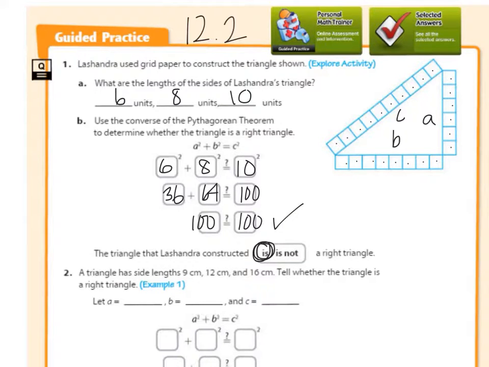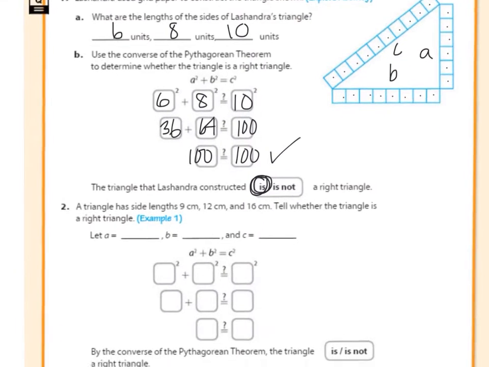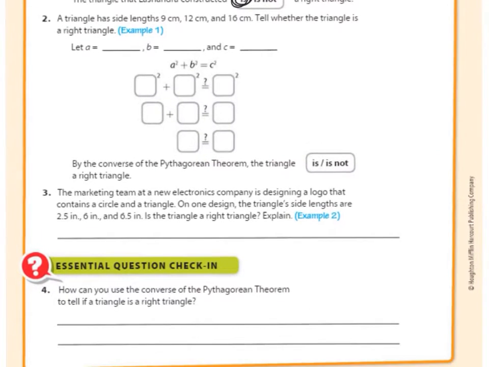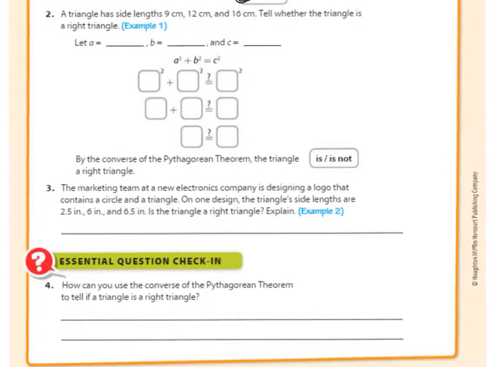Number 2. Let's go ahead and move this up a little bit. A triangle has side lengths 9 centimeters, 12 centimeters, and 16 centimeters. Tell whether the triangle is a right triangle. So we're going to plug those numbers in. Let a equal 9, b equal 12, and c equal 16. These first two are, of course, interchangeable. The legs are interchangeable, but c has to be that longest length. Now we're going to plug that into our Pythagorean theorem and determine if a squared plus b squared is, in fact, equal to c squared.